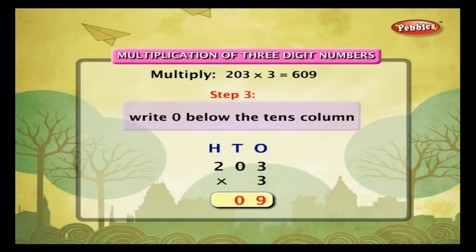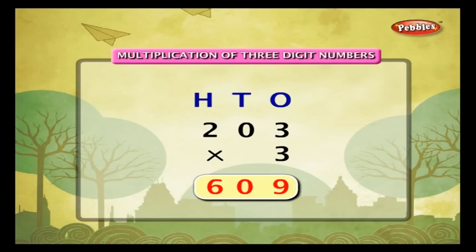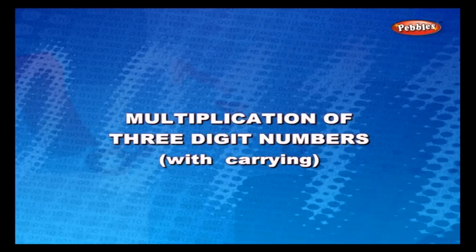Write 0 below the tens column. Multiply 2 hundreds by 3. 2 into 3 is equal to 6. Write 6 below the hundreds column. Thus, 203 into 3 is equal to 609.